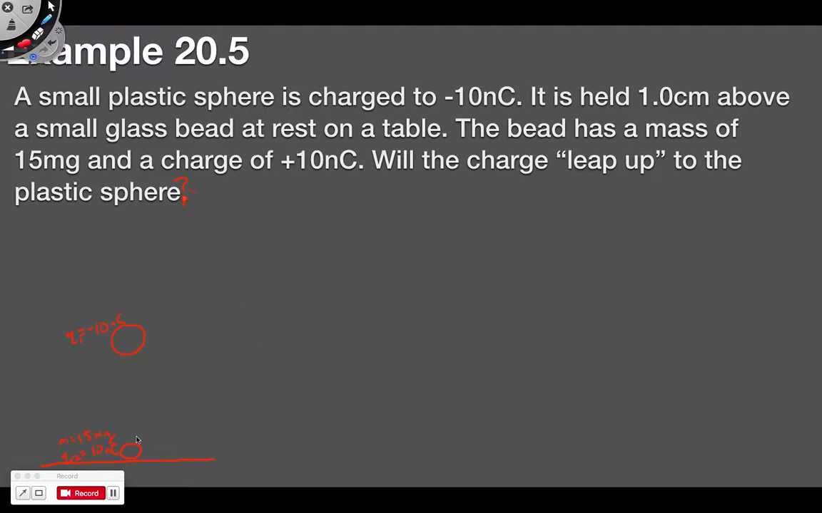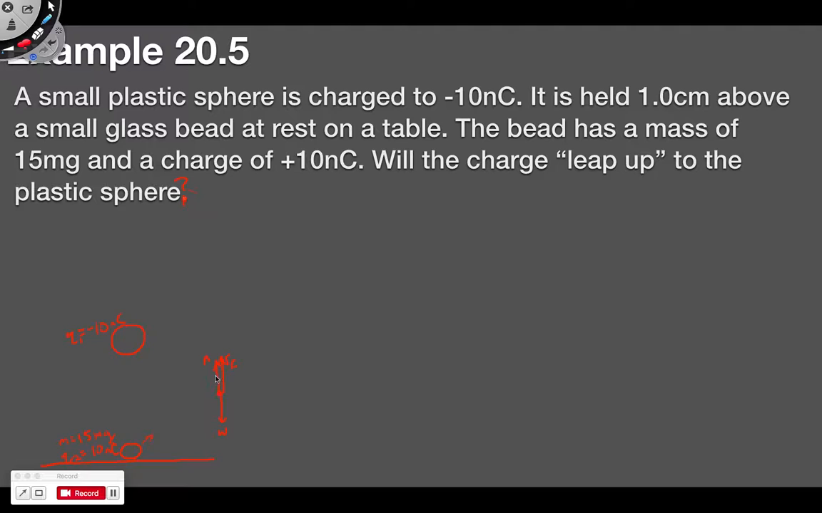Now this is at rest to begin with. So it says, will it leap up to the plastic sphere? Basically, in order for it to no longer be at rest and to leap up, there must be an acceleration upwards, which means there must be an imbalanced force. So when I do my free body diagram for this glass bead, what's going on? What's touching? Well, normal force, okay, fine. So you've got normal force here, and while it's sitting there, it's opposing the weight.